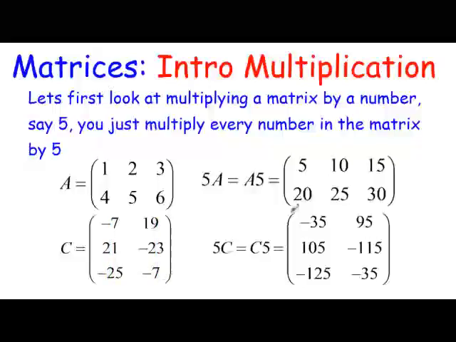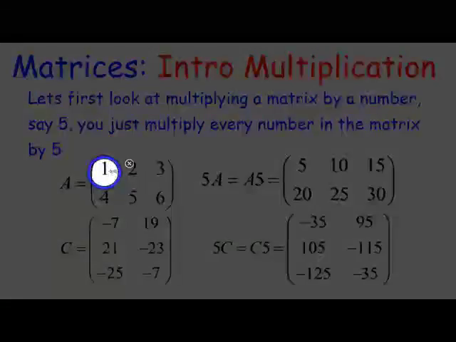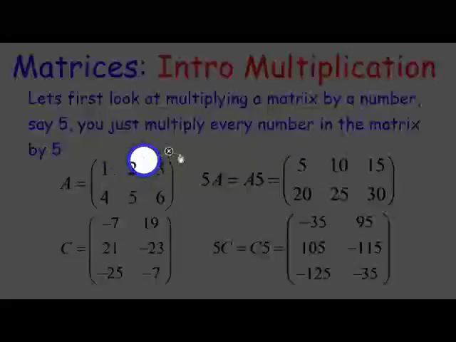Now, how do we multiply a matrix by a number, or a scalar? Well, it's pretty easy. We just take each element. Here's the element 1, and the scalar is 5, so we multiply it by 5. 5 ones are 5. It stays in the same position. 2 times 5 is 10, 3 fives are 15, 4 fives are 20, 5 fives are 25, and 5 sixes are 30.